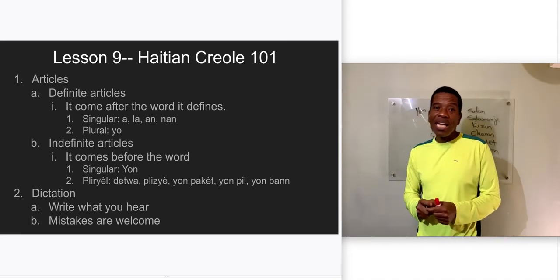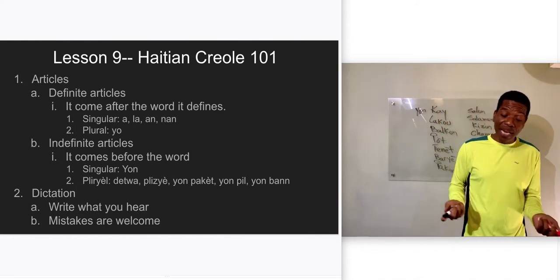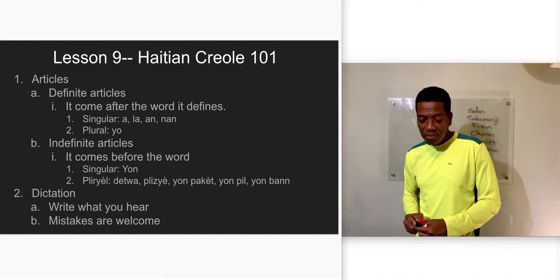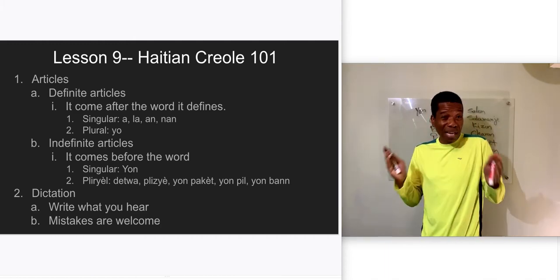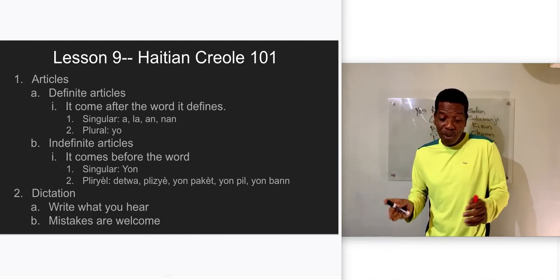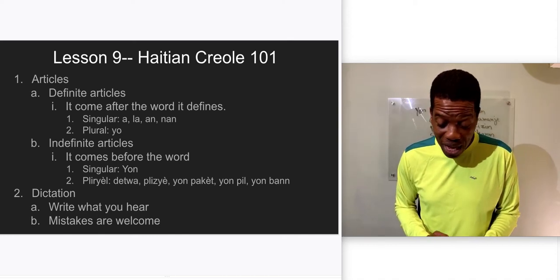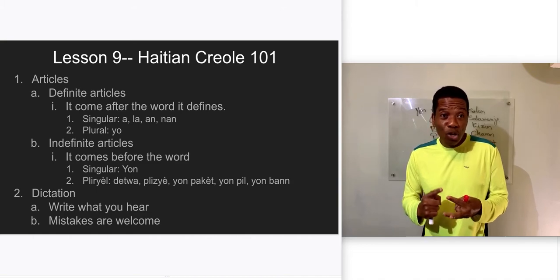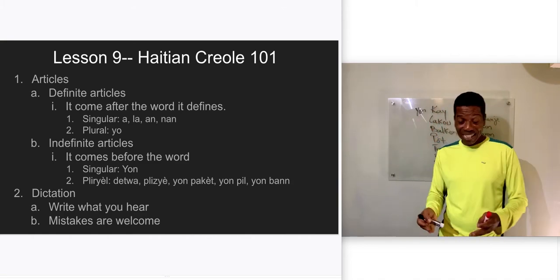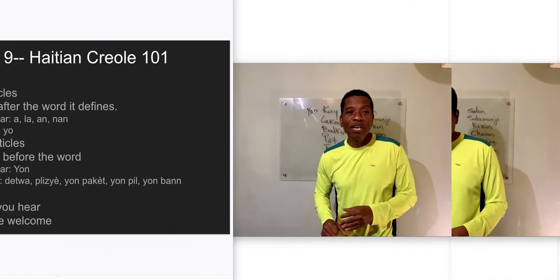Plusieurs is many. Yon paquet is also many. It's a lot. If you say yon paquet, it means it's a lot. Yon pile, same thing. Yon bon, same thing. Yon paquet, yon pile, yon bon means a lot. Alright? Means a lot.